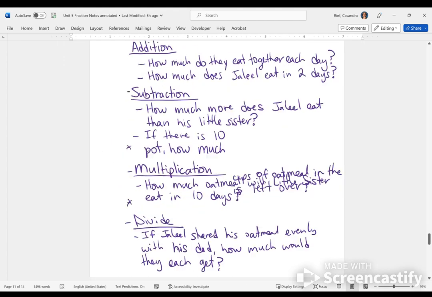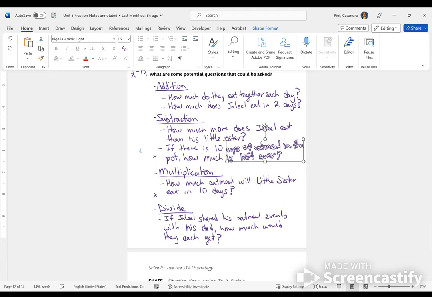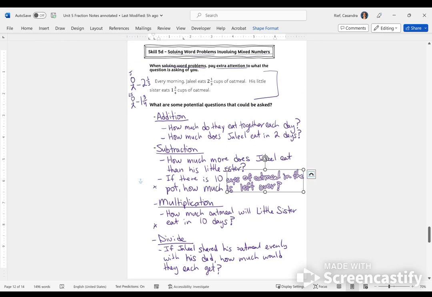The big idea here is there are lots of different questions that could be asked based just on the information we have. I'm just making it small so we can see. So, using this info that every morning Jaleel eats 2 1/3 cups of oatmeal and his little sister eats 1 3/4 cups of oatmeal, there are all kinds of questions that we could be asked. These aren't even all of them. We could be asked comparing questions like who eats more? We could be asked rounding questions, like what's the nearest whole number of cups of oatmeal little sister eats? So there's lots of different questions we could be asked.